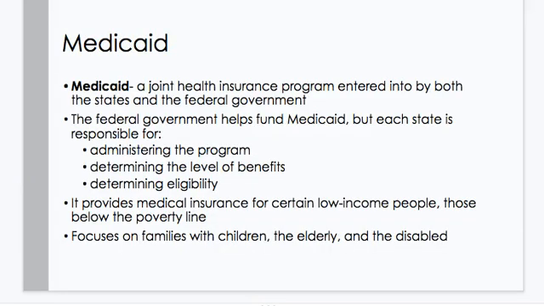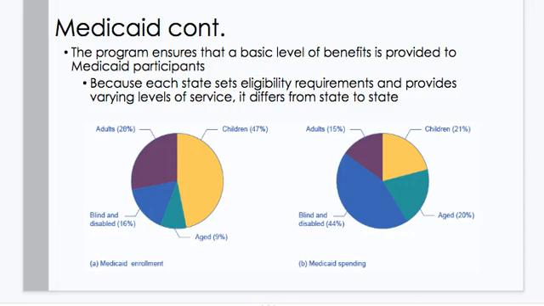Medicaid, a joint health insurance program entered into by both the states and the federal government. The federal government funds Medicaid, but each state is responsible for administering the program, determining the level of benefits, and determining eligibility. It provides medical insurance for certain low-income people, those below the poverty line, and focuses on families with children, the elderly, and the disabled.